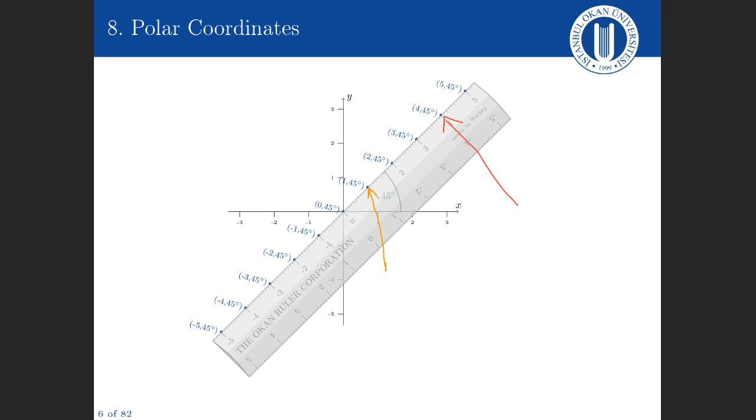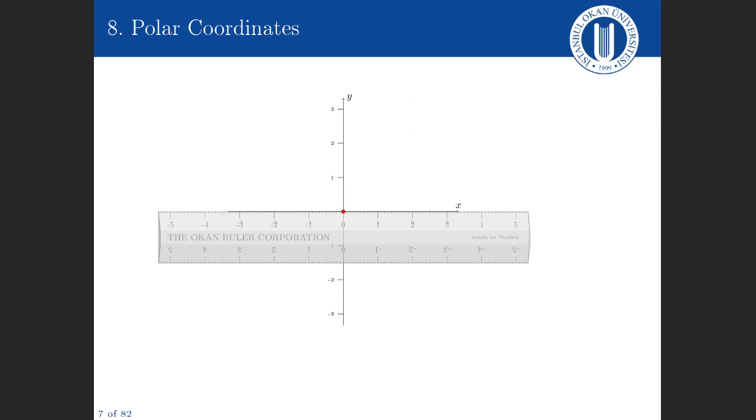We can also go the other way along the ruler. We can look, for example, at this point, which I'm pointing at with a green arrow. Again, the ruler has made an angle of 45 degrees, but this time, because we're going in the opposite direction, we say that this point has polar coordinates -2, 45 degrees.